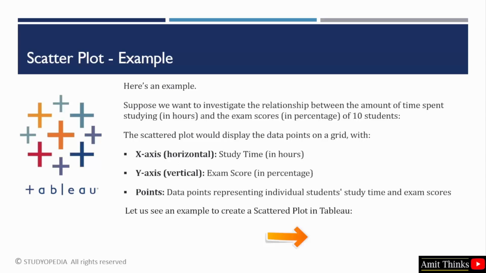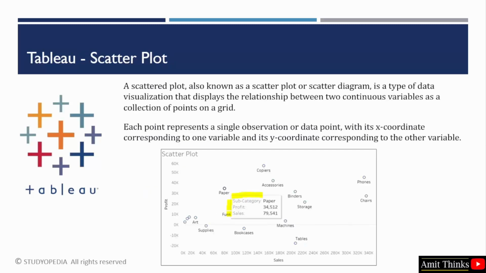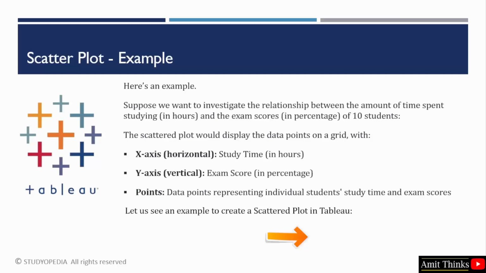Let us also see another example. Let's say you want to get the relationship between the time spent in studying with the result, that is exam scores in percentage. So our x-axis will have study time, y-axis with the exam score, and the data points will represent individual students' study time and exam scores, like we have plotted in this image also. Now let us see another example and create a scattered plot in Tableau.